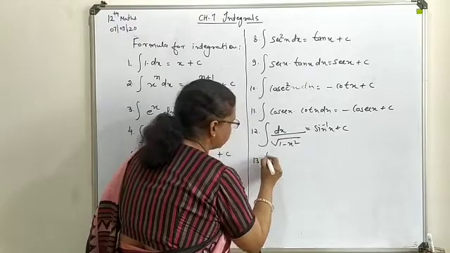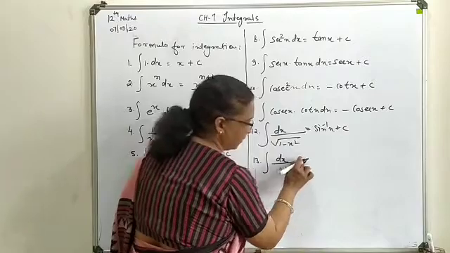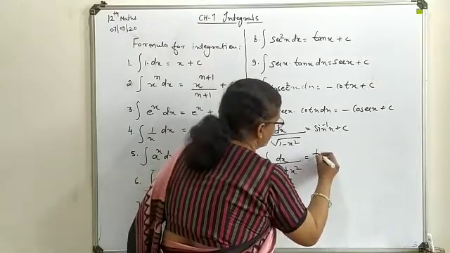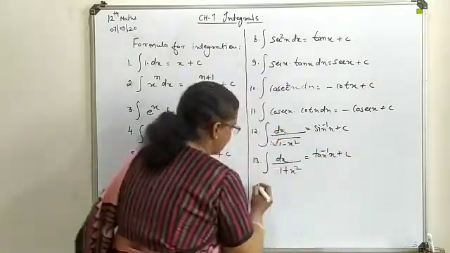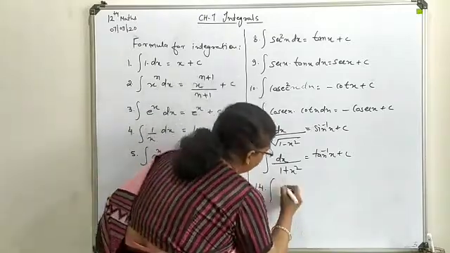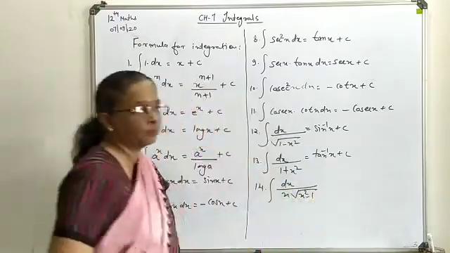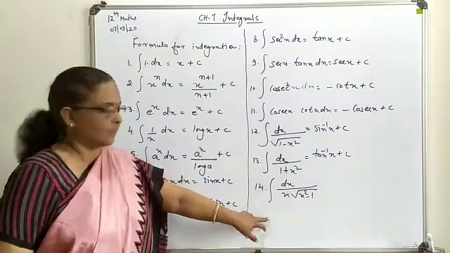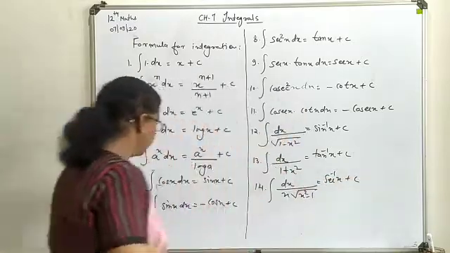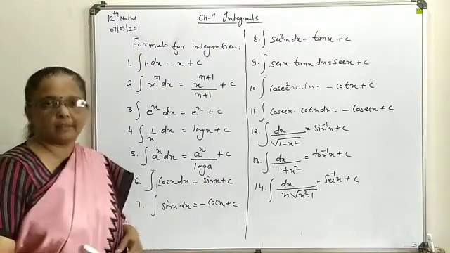Next is dx upon 1 plus x square. This is the differentiation of tan inverse, so this will give you tan inverse x. Next is dx upon x under root x square minus 1. This we know is the differentiation of sec inverse x, so it will be the integration of sec inverse x. So these are the basic integration formulas associated with your beginning exercises.